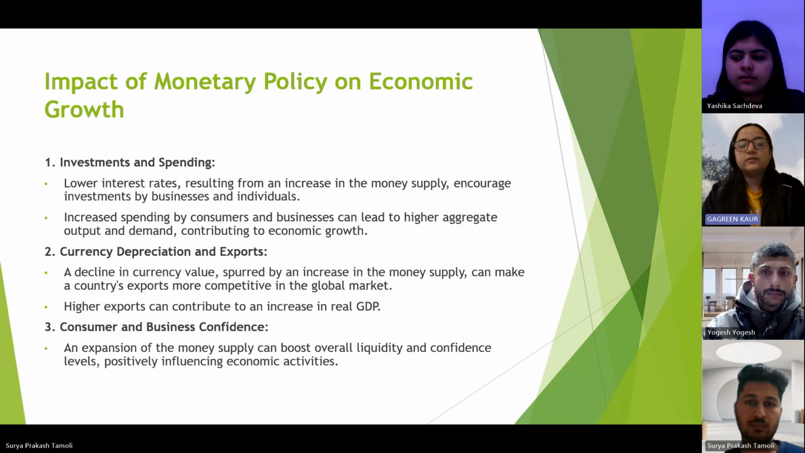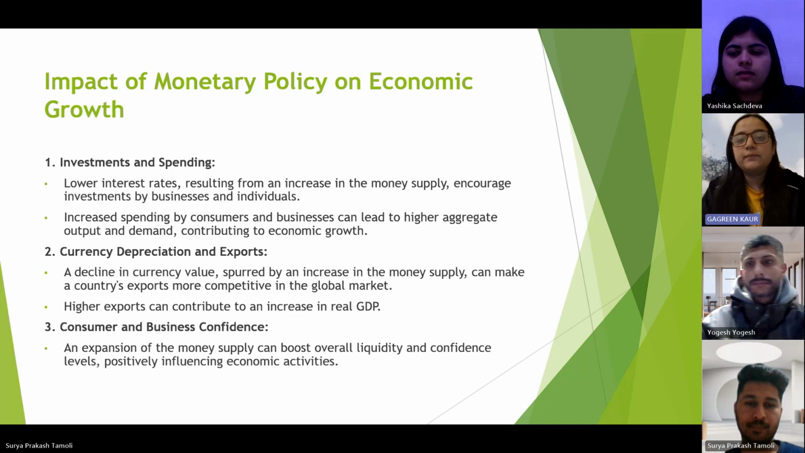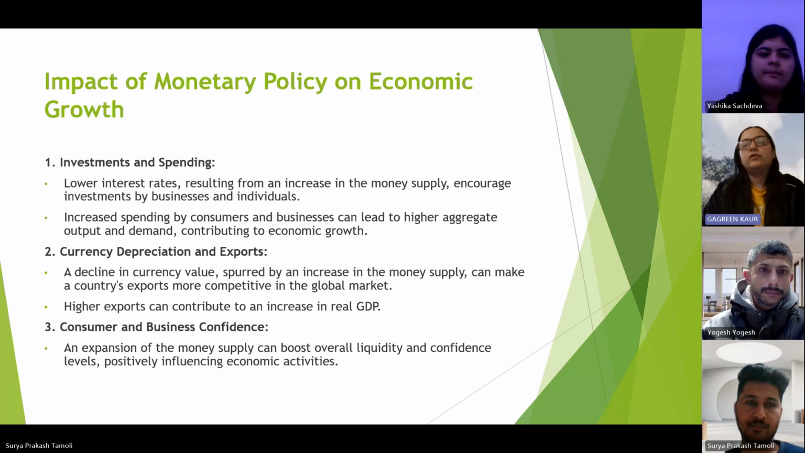Currency depreciation and exports. A decline in currency value, spurred by an increase in the money supply, made the country more competitive in the global market. The higher the exports, the higher the real GDP, which benefited both countries. Consumer and business confidence: the expansion of the money supply boosted overall liquidity and economic activities in both countries.